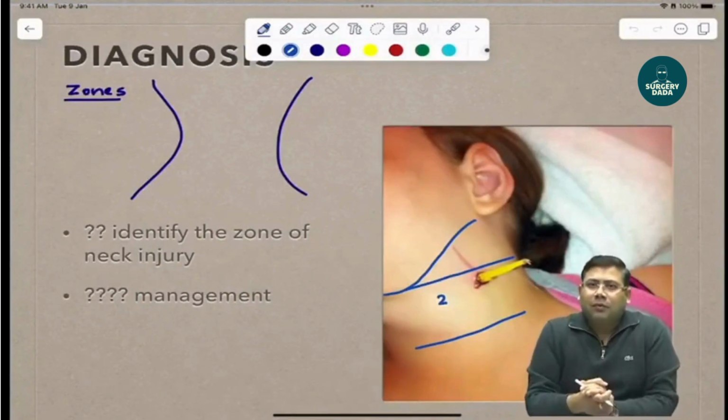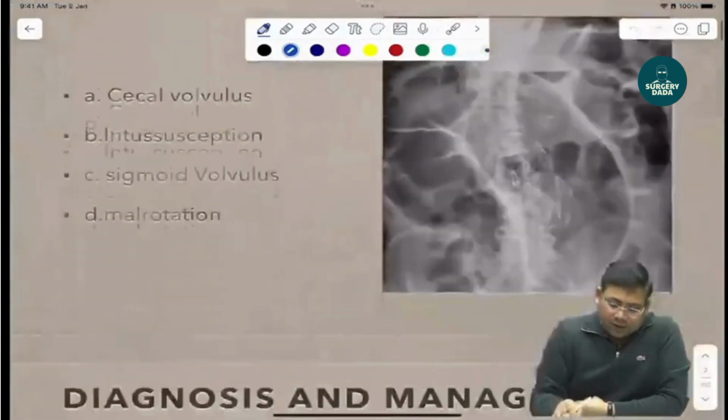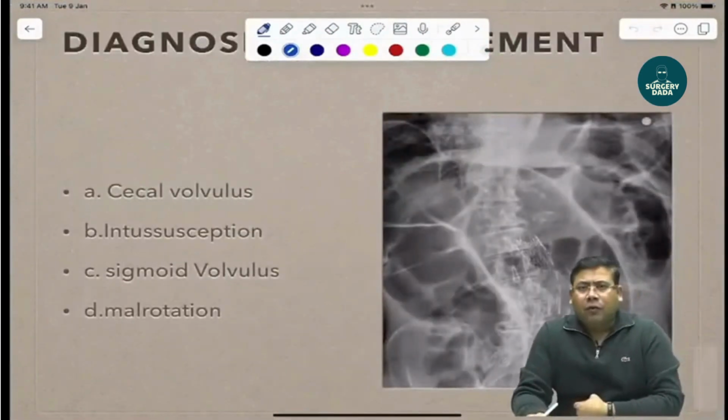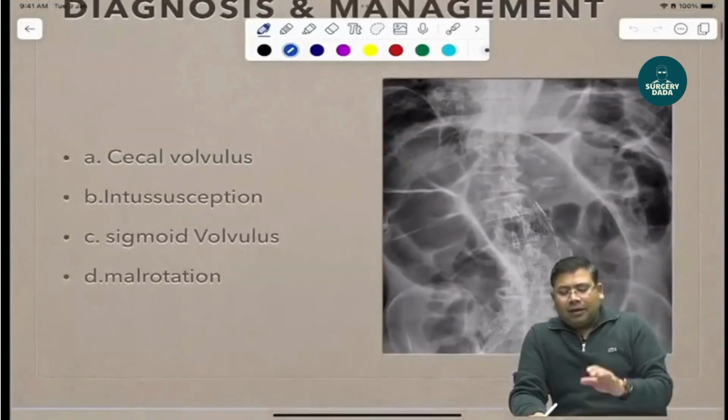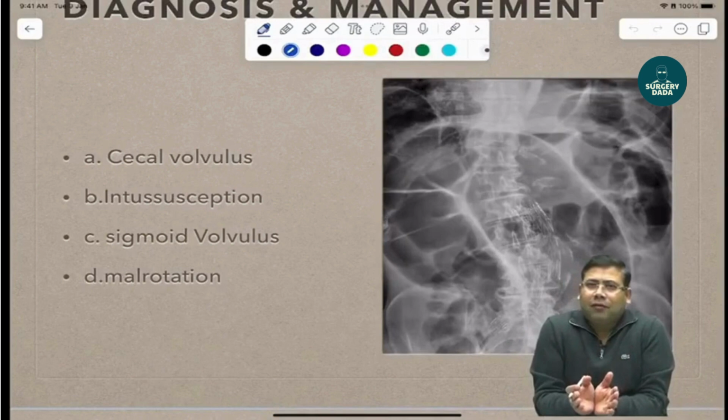So what is the management for this? Urgent neck exploration is the call for this patient. Next is, what are you seeing in front of you? You are seeing a dilated bowel where we have some twisting at the level of pelvis.